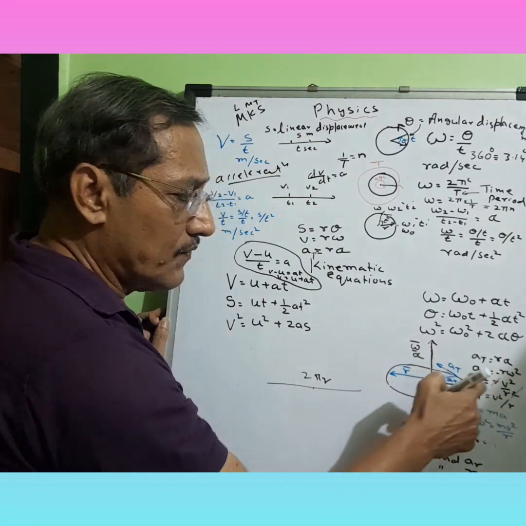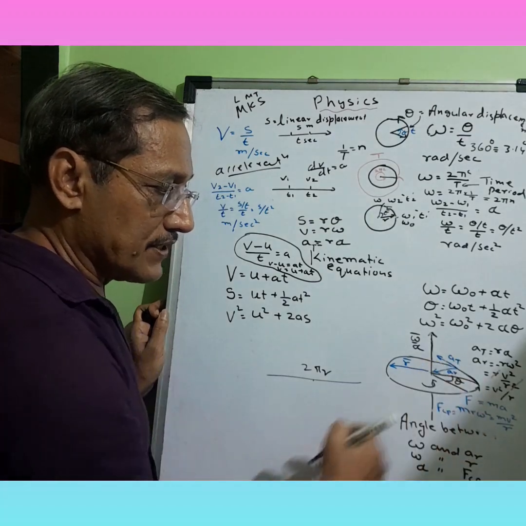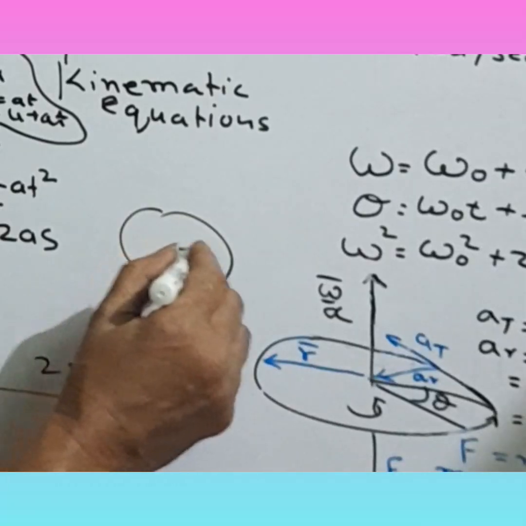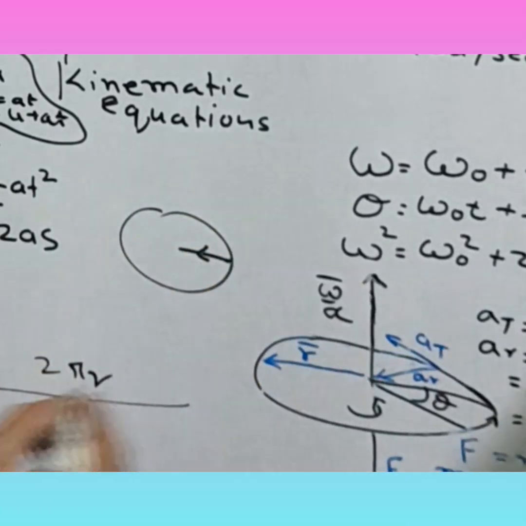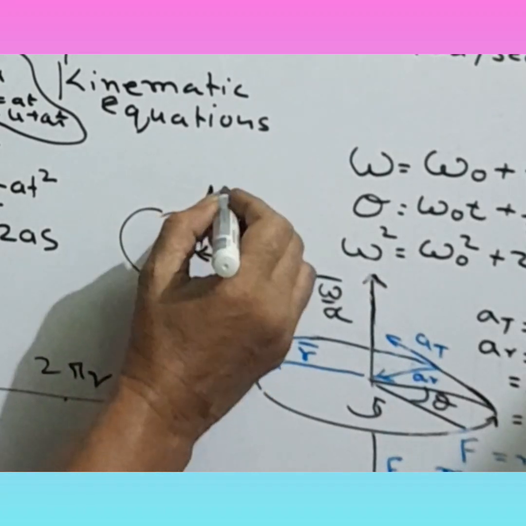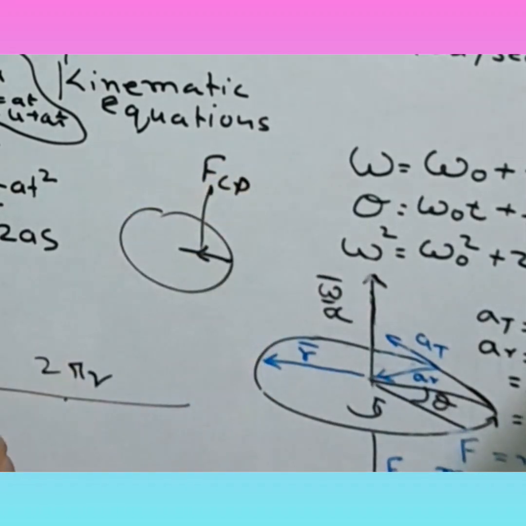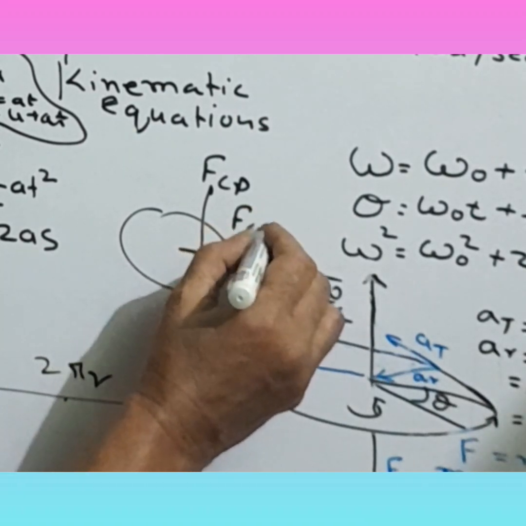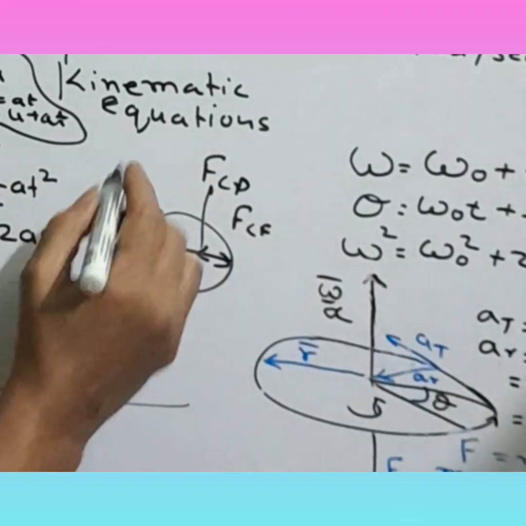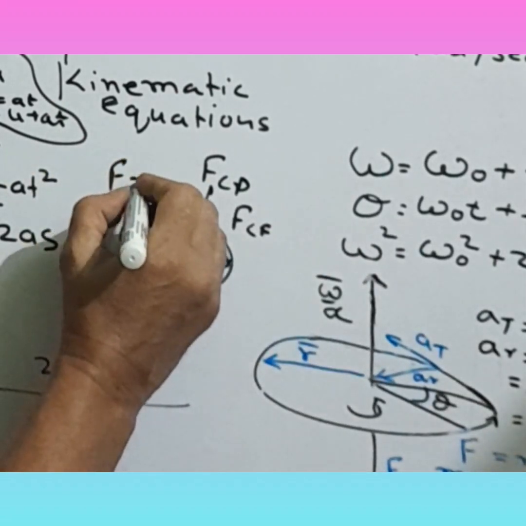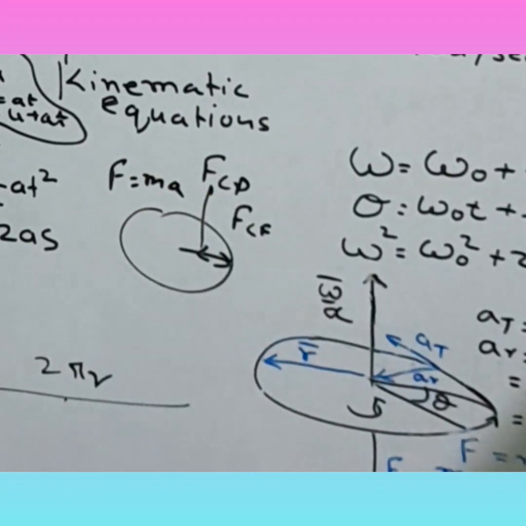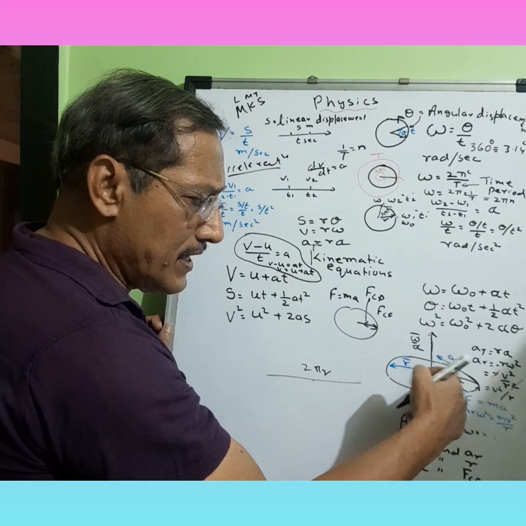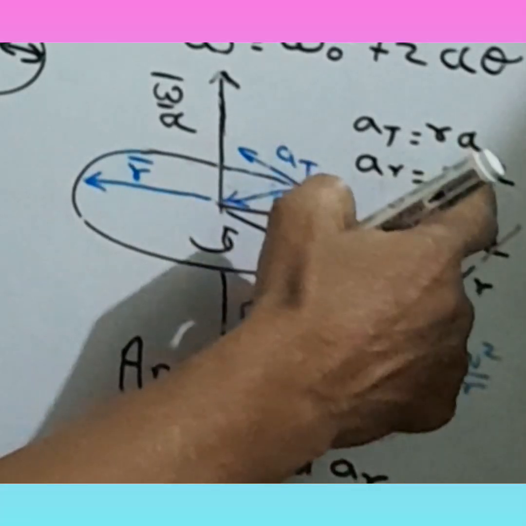Now let's talk in terms of radial acceleration. When we are talking in terms of circular motion, you know that there are forces acting, one which acts towards the center, we call it centripetal force, and one which is acting outside, we call it centrifugal force. The formula for force, you know, is ma, right? So here the radial acceleration is minus r omega square.